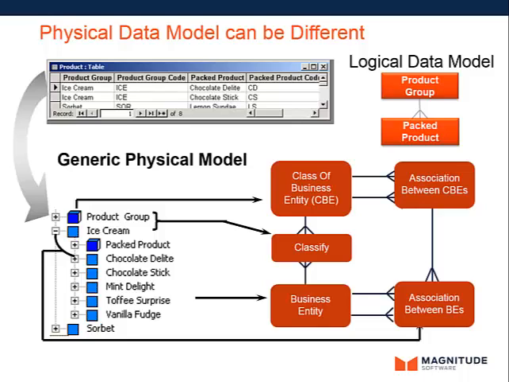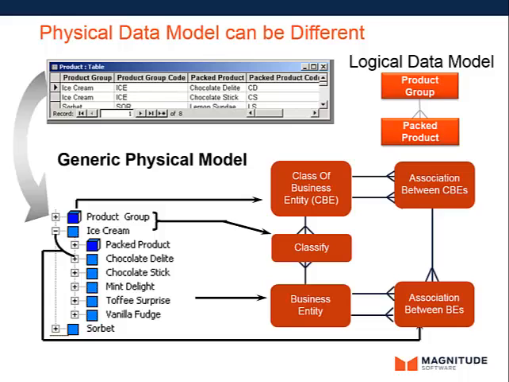The product group and pack product are classes of business entity, and ice cream and chocolate delight are business entities, and there's a relationship between those in the physical data model. There's also relationships, these associations on the right, association between CVEs, which show the relationship between pack product and product group, and another one called association between BEs, which show the relationship between chocolate delight and ice cream. So this is the physical model for this data.